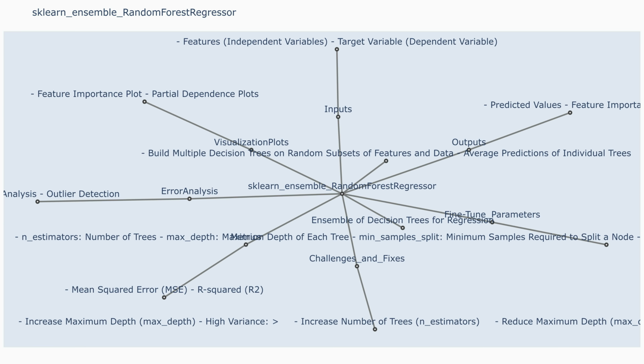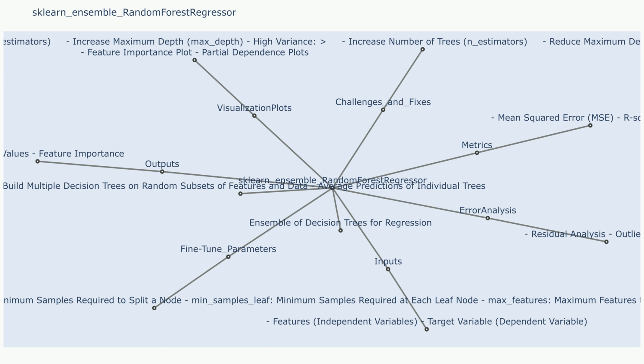sklearn ensemble RandomForestRegressor. Description. Explain in detail. The random forest regressor is an ensemble learning method for regression that operates by constructing a multitude of decision trees during training and outputting the mean average prediction of the individual trees. Each tree is built on a random subset of the features and training samples. This process helps to mitigate overfitting and enhance the model's generalization ability.